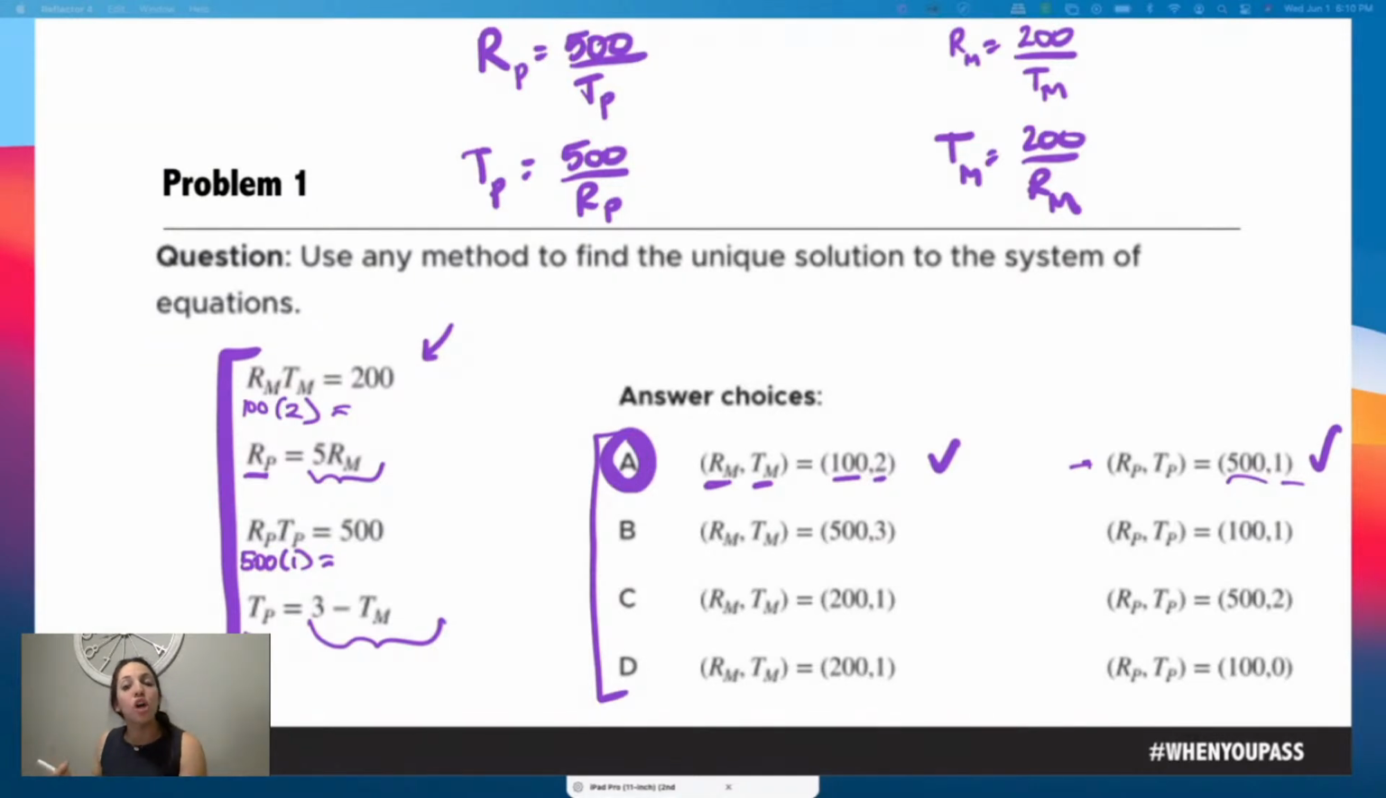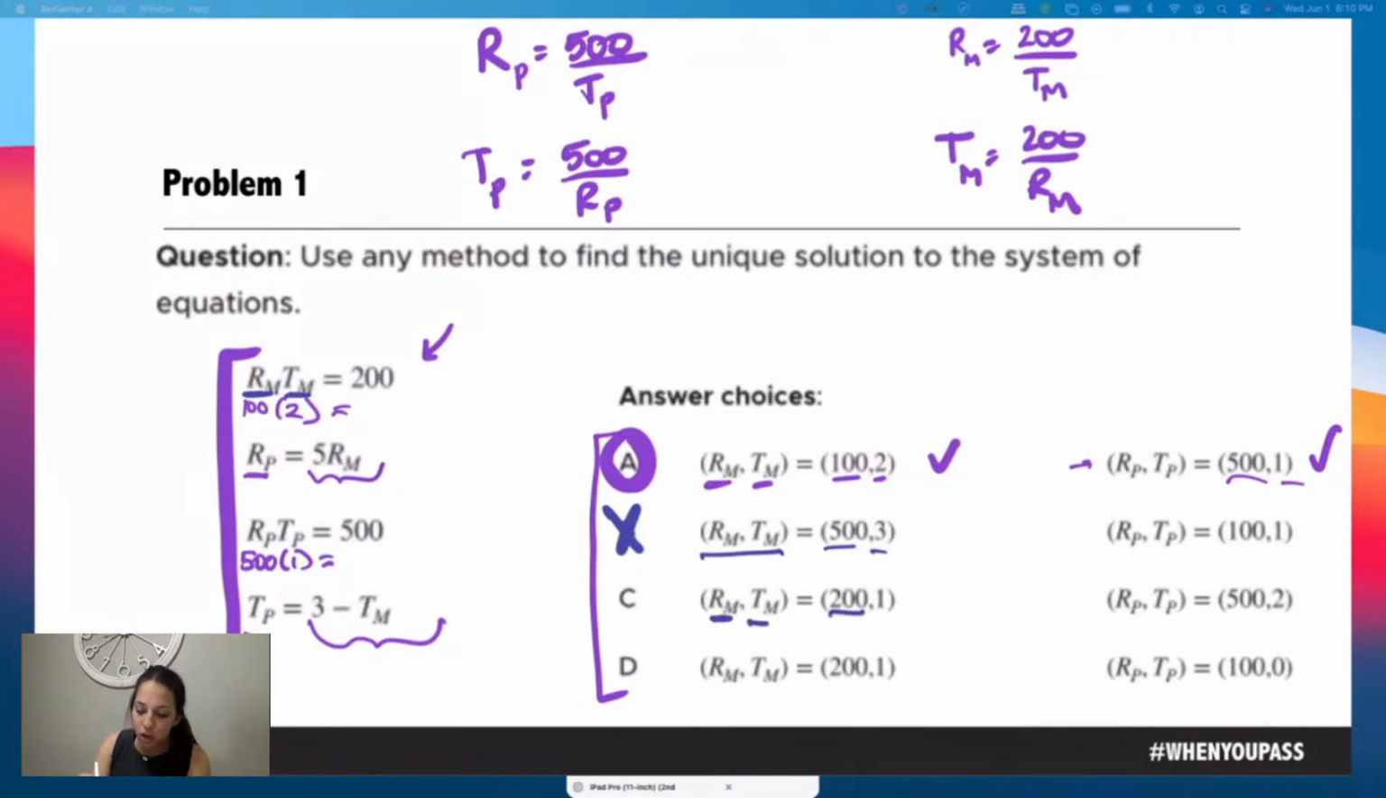I'm always going to look to see if I have an opportunity to use my answer choices for problems like this. I'm going to go through each of the other answer choices super fast just to show you why they don't work. So RM times TM, 503. Well, if I plug in 500 here and 3 here, 500 times 3 is not 200. So that one checks out automatically.